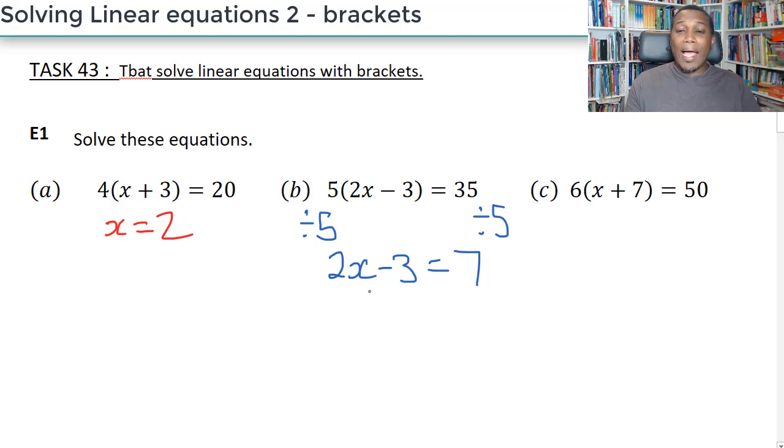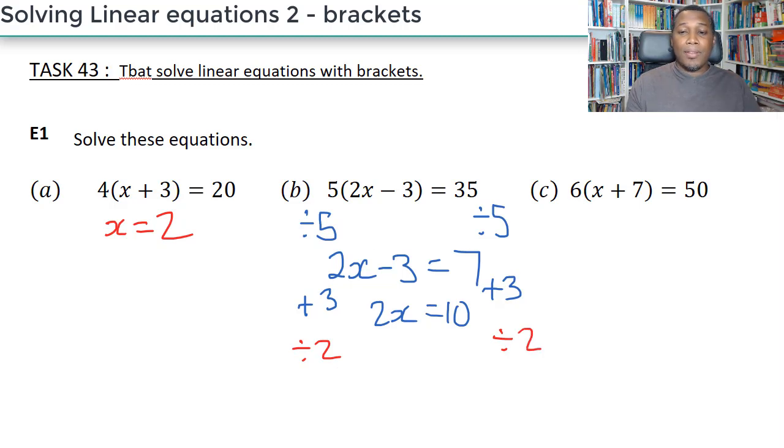And working my way down, I'm going to add 3 to both sides now. I'm going to add 3 to both sides. So I get 2x is equal to 10. And then finally, I should have done a different color for the adding 3 as well. I'm going to divide both sides by 2. And that will give me x is equal to 5.